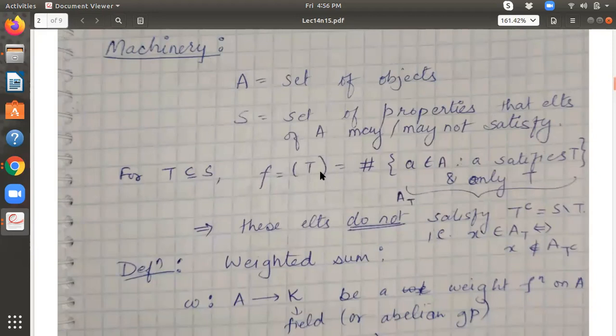Yes, ma'am. One thing, ma'am. In that statement, X belongs to A(T) if and only if X does not belong to A(T complement). If X is not in A(T complement), then X does not satisfy at least one property of T complement, right? But it does not guarantee that X will satisfy all the properties of T. I think it is only one direction. Did I make a mistake?